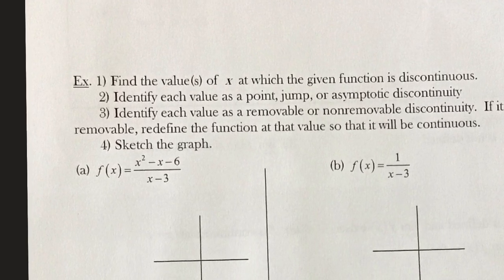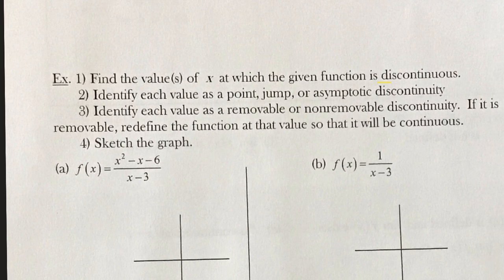Okay, so our next one, find the value of x at which the function is discontinuous. So where might our graph be discontinuous? Identify it as a point, a jump, or an asymptotic discontinuity. Identify each value as removable or non-removable, as in, does the limit exist there? Okay, if the limit exists, then it is removable. And if the limit does not exist, it's non-removable. Okay, so the removability is all about the limit. If it is removable, redefine the function at that value so it will be continuous.